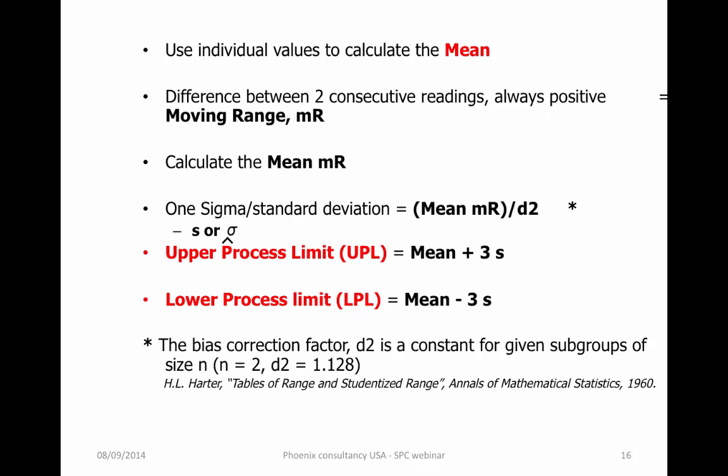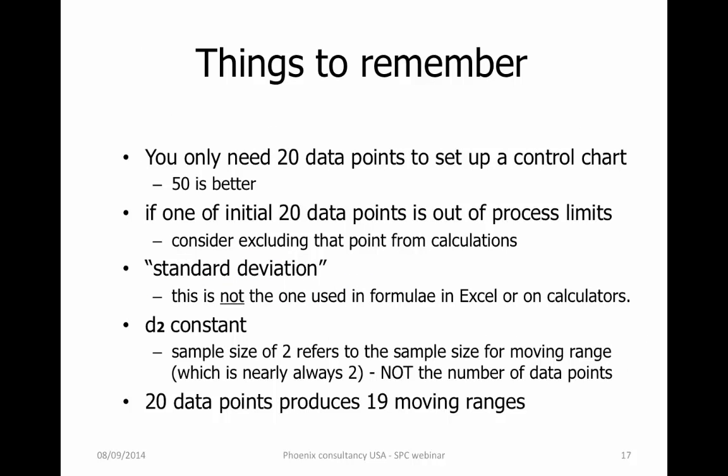So the upper process limit, or upper control limit, is the mean plus 3 sigma, 3 standard deviations. The lower process limit, lower control limit, is the mean with 3 sigma, 3 standard deviations subtracted from it. This methodology allows a control chart to be constructed with as few as 20 data points, although 50 is better. If one of your initial data points is out of the process limits, it's worth considering excluding that point from the calculations. Standard deviation does not refer to the same formula in Excel or on calculators. This is a different methodology for deriving that value. 20 data points will therefore produce 19 moving range values.